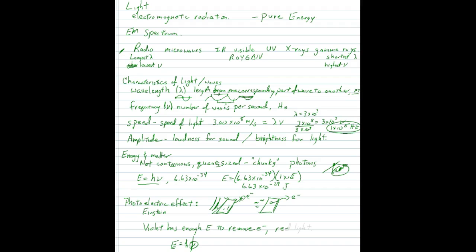Red light just doesn't have enough punch in its photon to kick out the electron, to kick out the energy. That concludes this lesson on light.